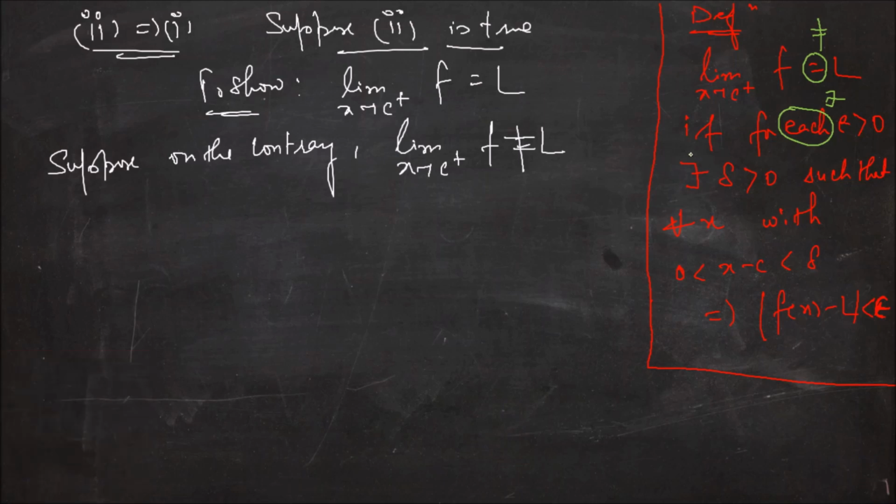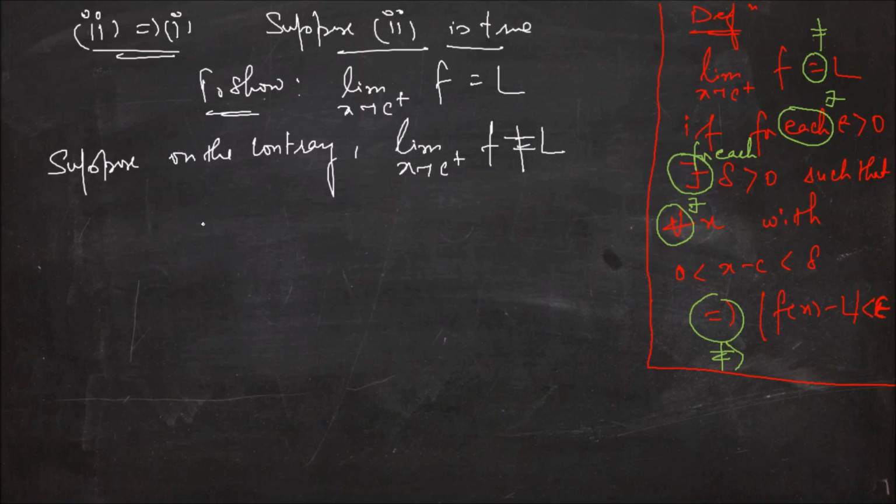So this "there exists" will become "for each delta greater than 0 such that for all" will become "there exists x, and this will depend on the choice of delta, with 0 less than x minus c less than delta, but this will not hold." So that is, f(x) minus L will be greater than epsilon.